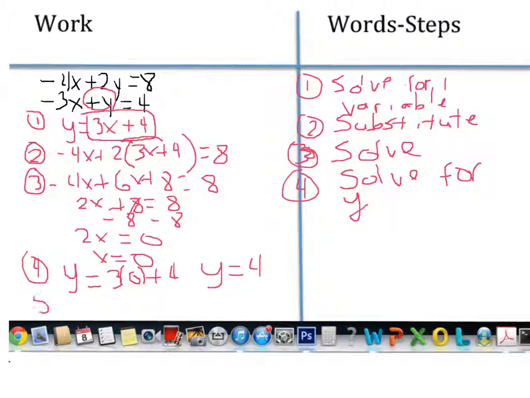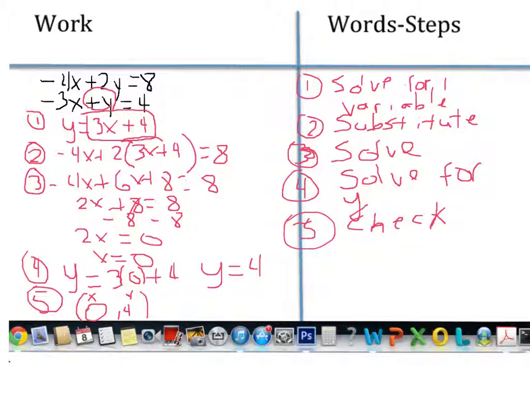And then the last step is just to check your solution. And remember, it has to make both equations true. And so the solution, you always list your x coordinate first, because that's how points are listed on the graph, x and then y. So x was 0, remember, and y is 4.